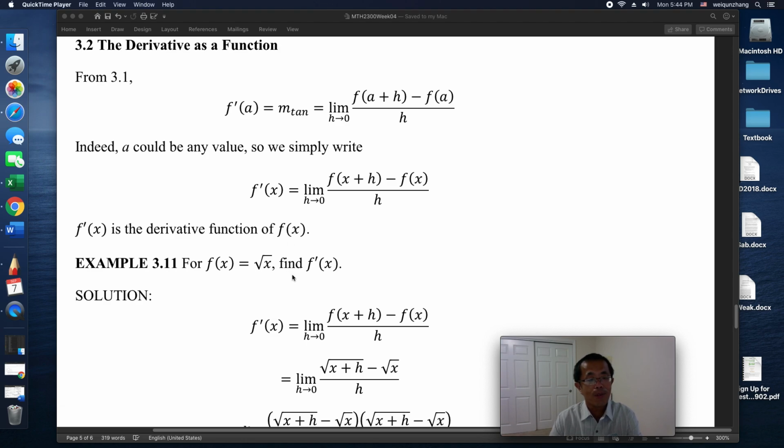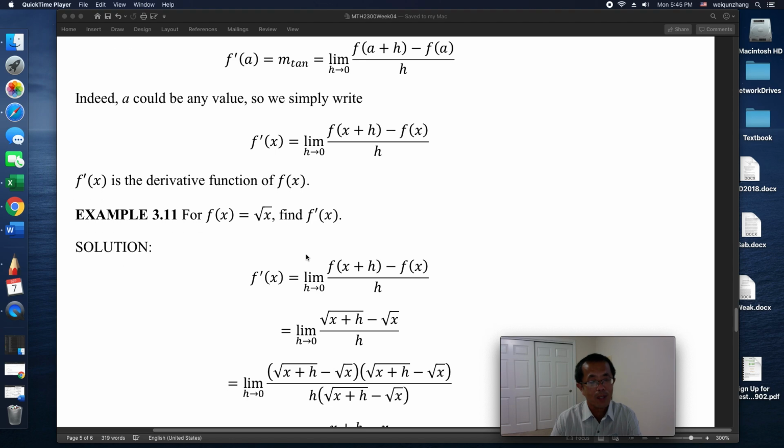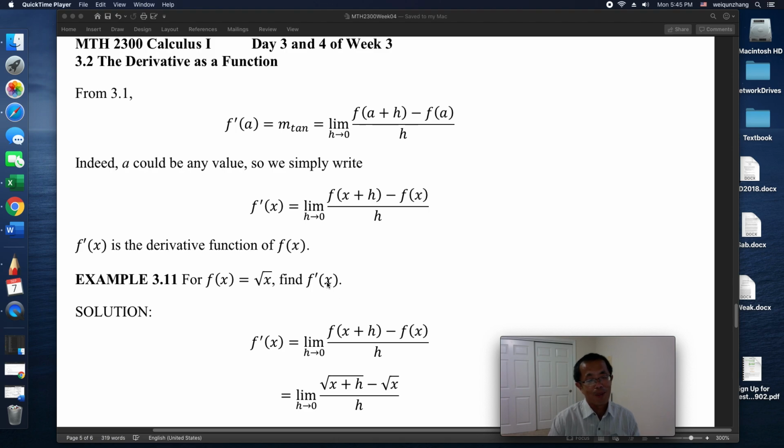And I have one more example from here. This is still an example from the textbook. f of x equals square root of x. We want to calculate the derivative, and I think in our previous section we calculated f prime of a. Now we are just calculating f prime of x, and we'd like to emphasize that the derivative itself is also a function.